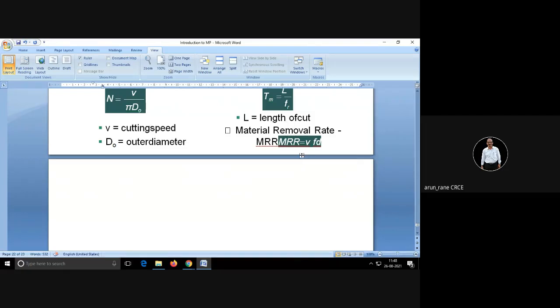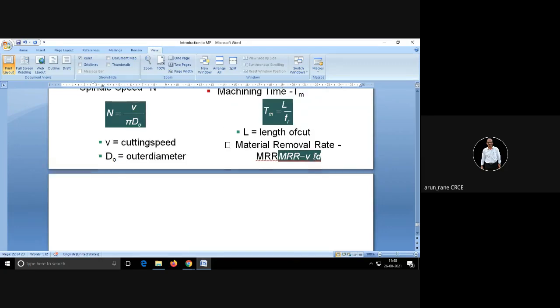Then material removal rate can be found out by this relation. MRR is equal to V into F into D, where V is the cutting velocity, F is the feed rate, and D is the diameter. Now if the feed rate is in millimeter per minute, you will get material removal rate in millimeter cube per minute. If it is in seconds, you will get material removal rate in millimeter cube per second. MRR is material removal rate.